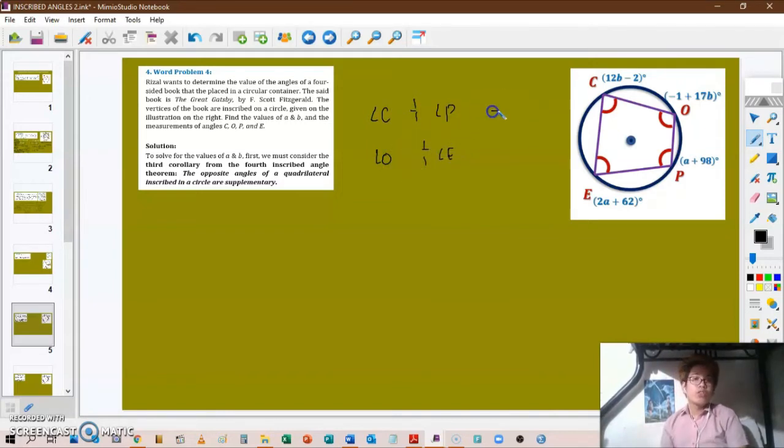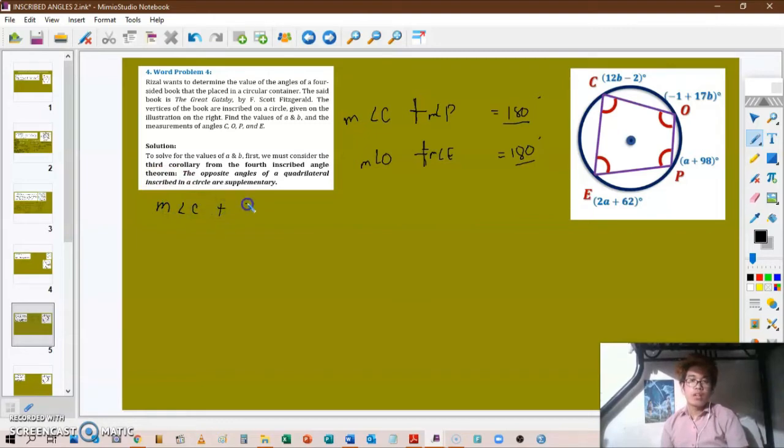According to the theorem, if we add them together, we have to get 180 degrees. So the measurement of angle C plus the measurement of angle P is going to be 180 degrees, and the measurement of angle O plus the measurement of angle E should be 180 degrees as well. We're going to create two formulas for this. Let's start with the first one.